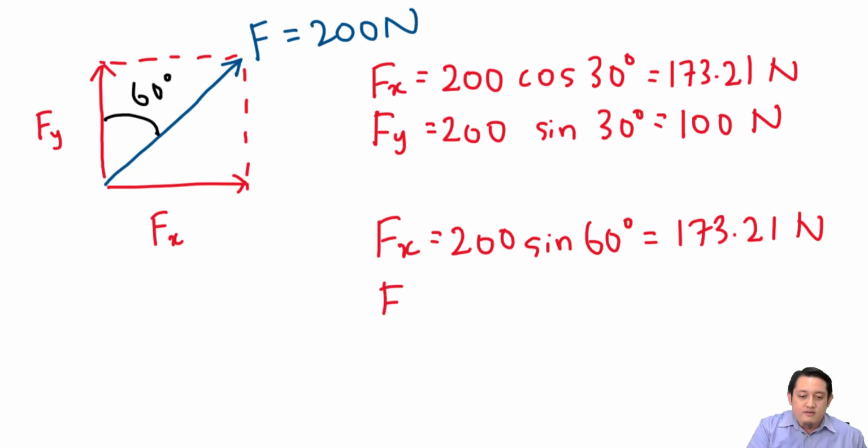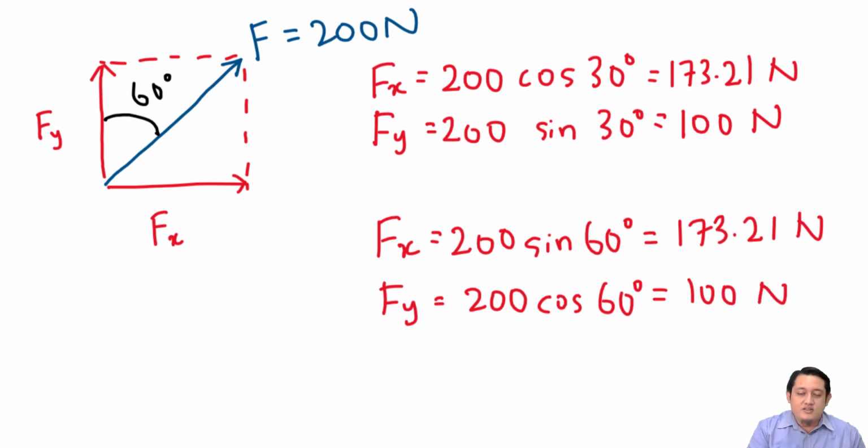Fy is equal to 200 sine or cosine. Let's look at it again. We have a force here and we want to resolve it to the Y direction, so we will crush the angle. When we crush the angle, it means that we use cosine. So cosine 60, and the value is the same as above, which is 100 Newton. Very easy, correct?